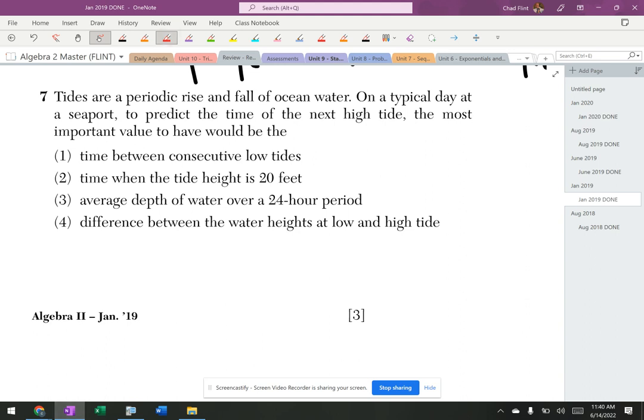So there's no way it's this one. Time of the tide height is 20 feet. That's not going to be incredibly helpful because I don't know if that's high tide. Difference between water heights of high and low tide, that's not going to be helpful either. So it's going to have to be this one.